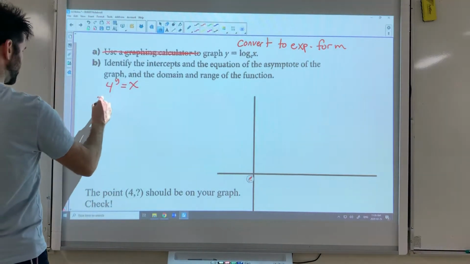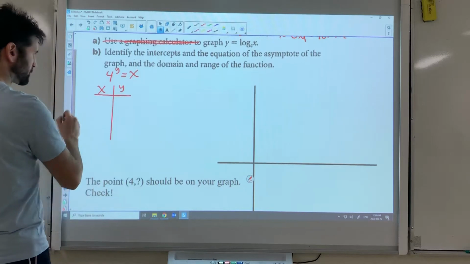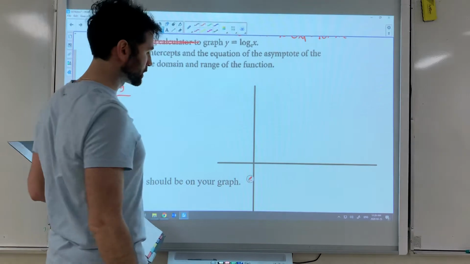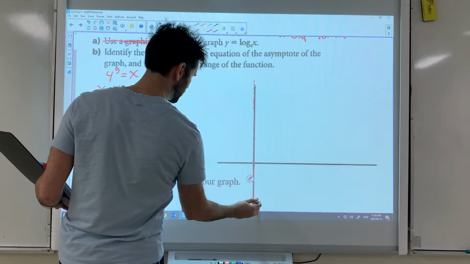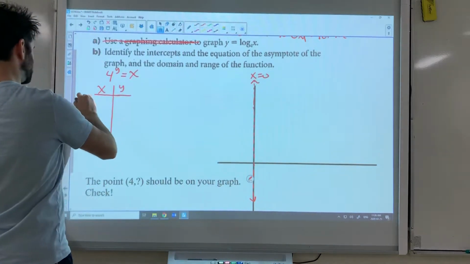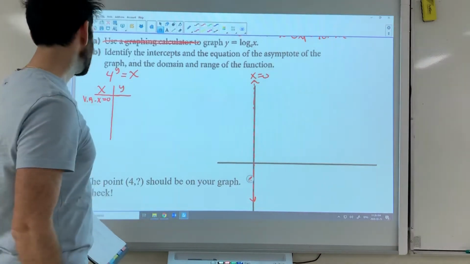Then make a table of values. Now, these are some basic facts that you should memorize about logs. Like, we know that the argument can't be 0 or less. So we know that there's a vertical asymptote at x equals 0. Okay? That is a fact that you should just know. So, there it is. That's a good starting point.